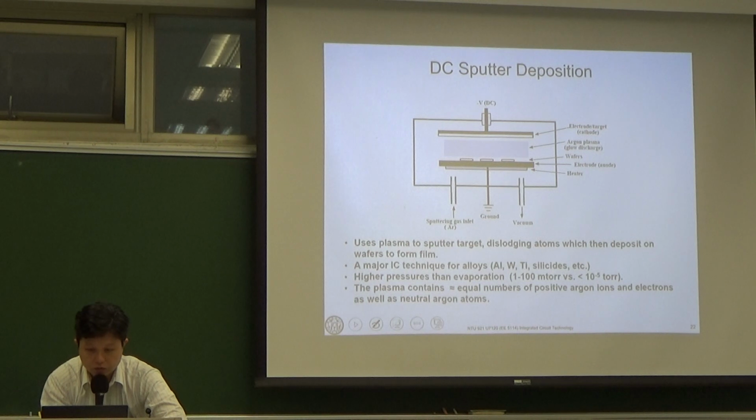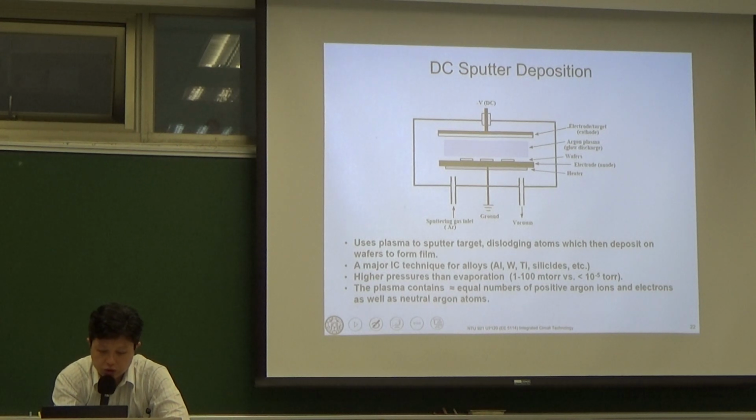Okay, so let's move on to sputtering. Sputtering, from the name, we can understand that we try to use some atoms to bombard the sputter target, and those target atoms can be sputtered out of the original target and will fly through this plasma and reach your substrate surface. So we can use this plasma to sputter the target.